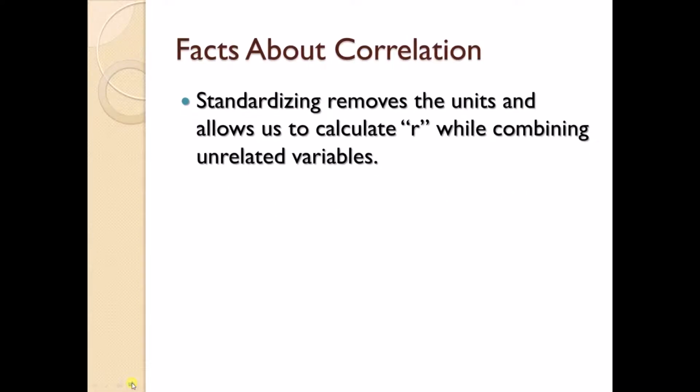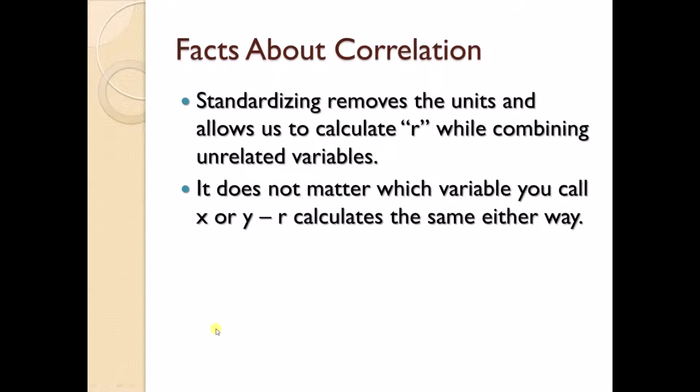So, fun facts. You lose your units. I think I just got done saying that. So it allows us to calculate r while combining unrelated variables. Another thing to note: let's just say I want to measure food intake with calories, but I don't want to measure the height in meters. I want to do it in inches or feet or anything like that. You're going to get the same z-scores whether you're in inches, feet, meters, centimeters, because all the scaling changes within the formula for standardizing, and you end up with the same z-scores.